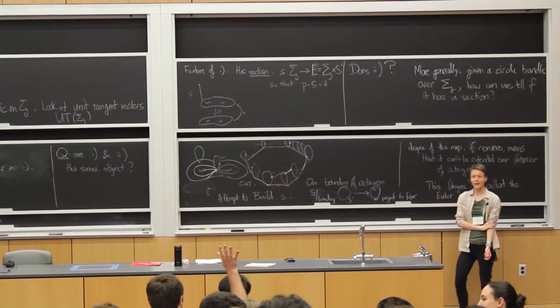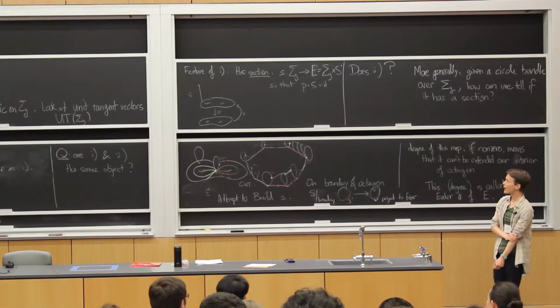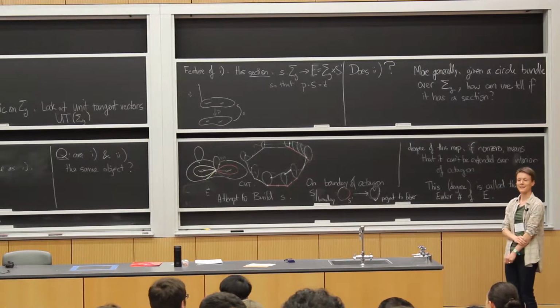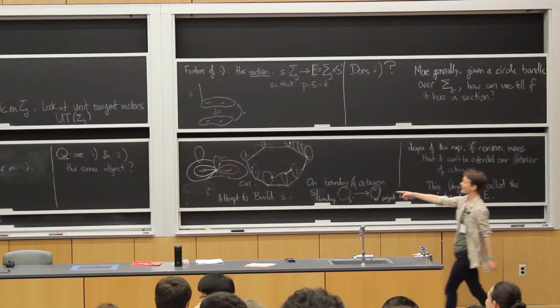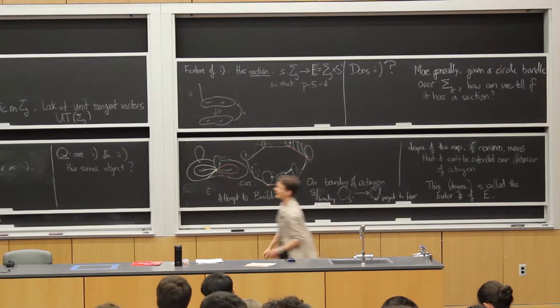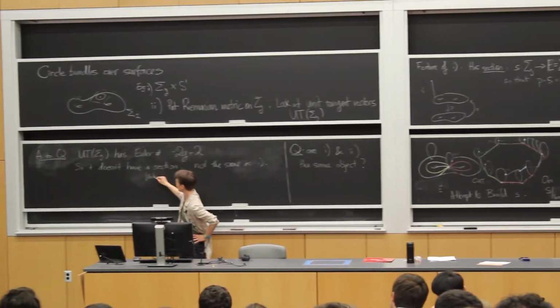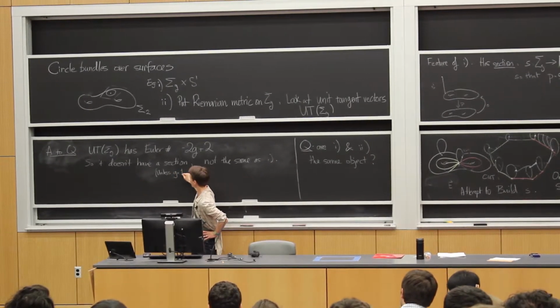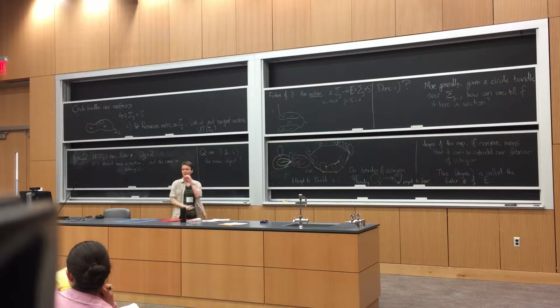Other questions? Yeah? What if g is 1? Oh, yeah, if g is 1, then you do have a section. It's great. Here, secretly, g was 2, but it's the same problem for anything bigger than 2. Unless g equals 1, in which case you're good. Great. Thanks.